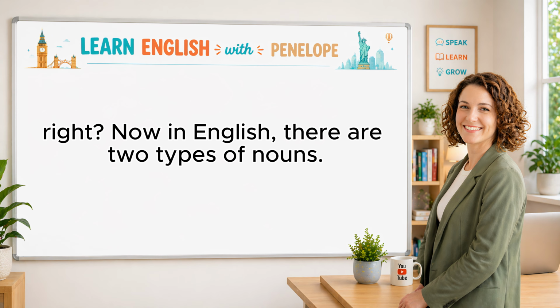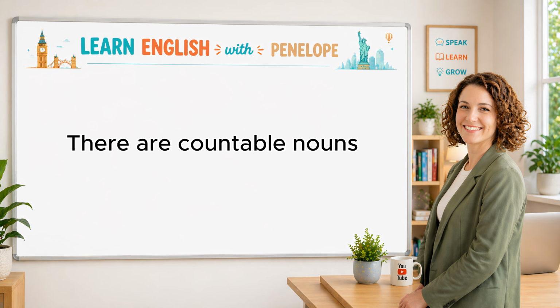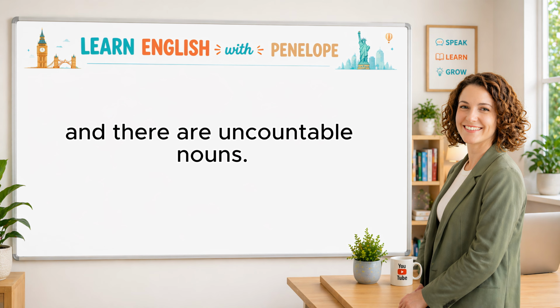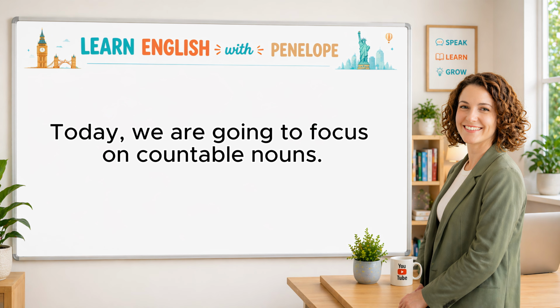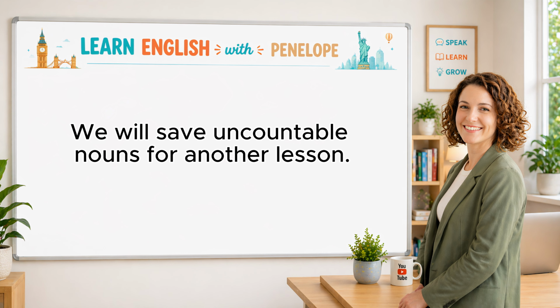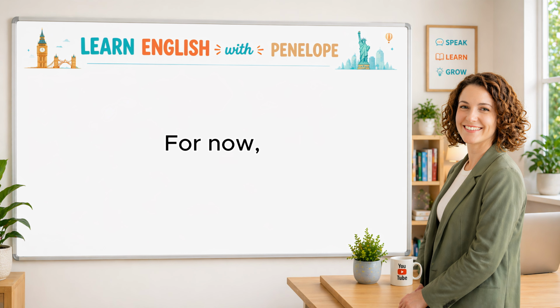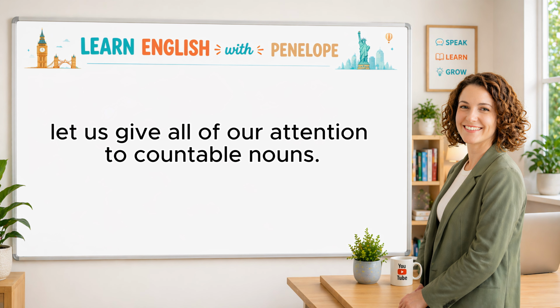Simple, right? Now, in English, there are two types of nouns. There are countable nouns and there are uncountable nouns. Today, we are going to focus on countable nouns. We will save uncountable nouns for another lesson. For now, let us give all of our attention to countable nouns.